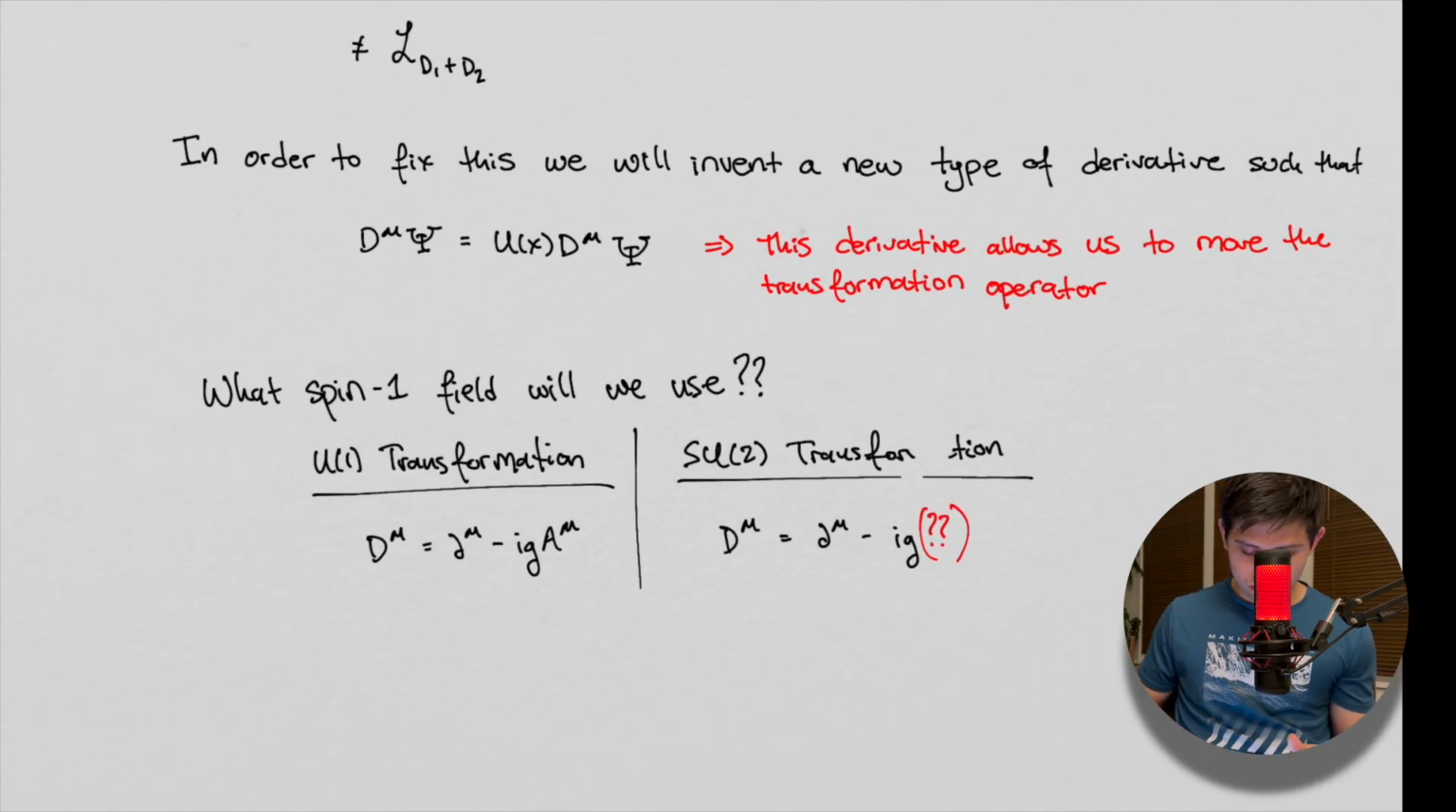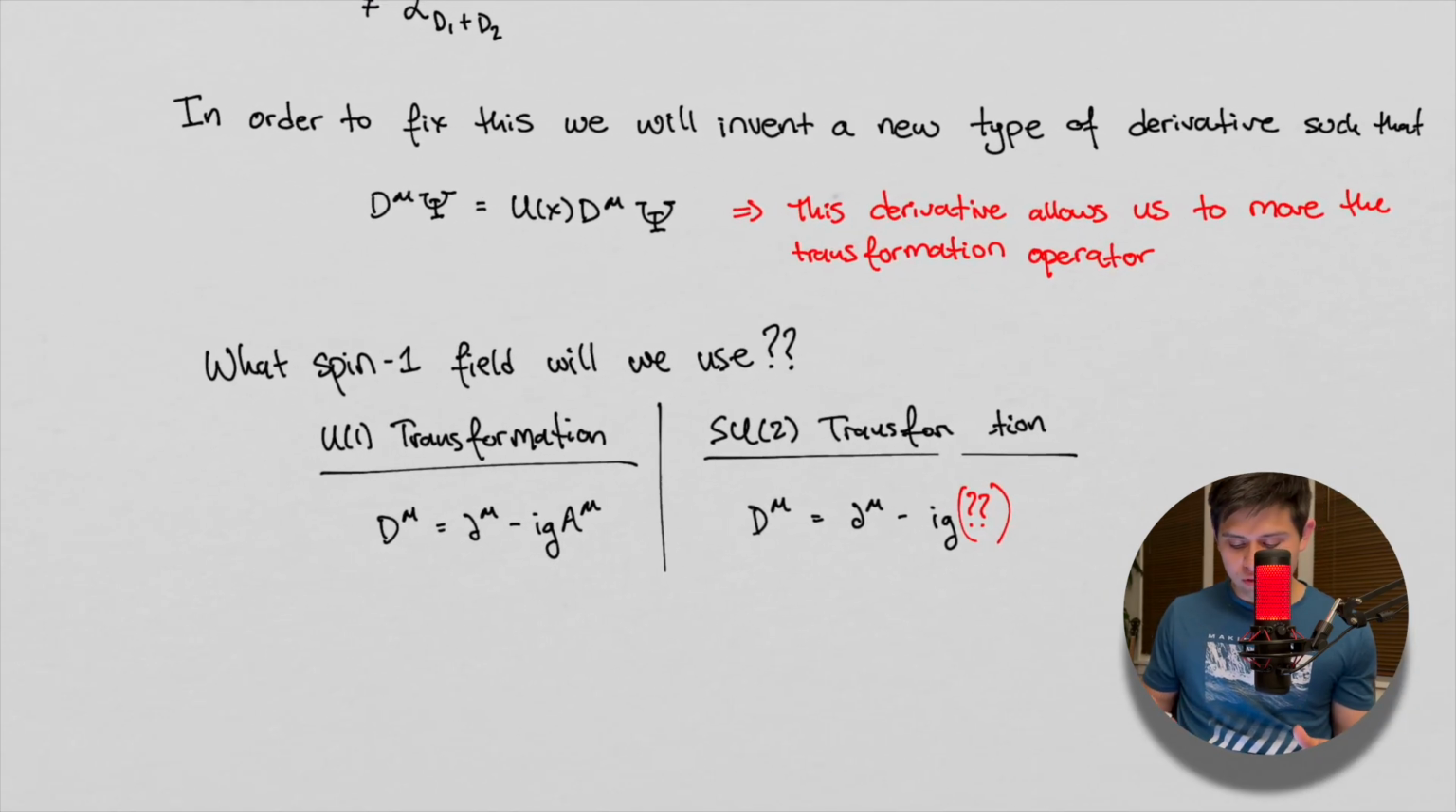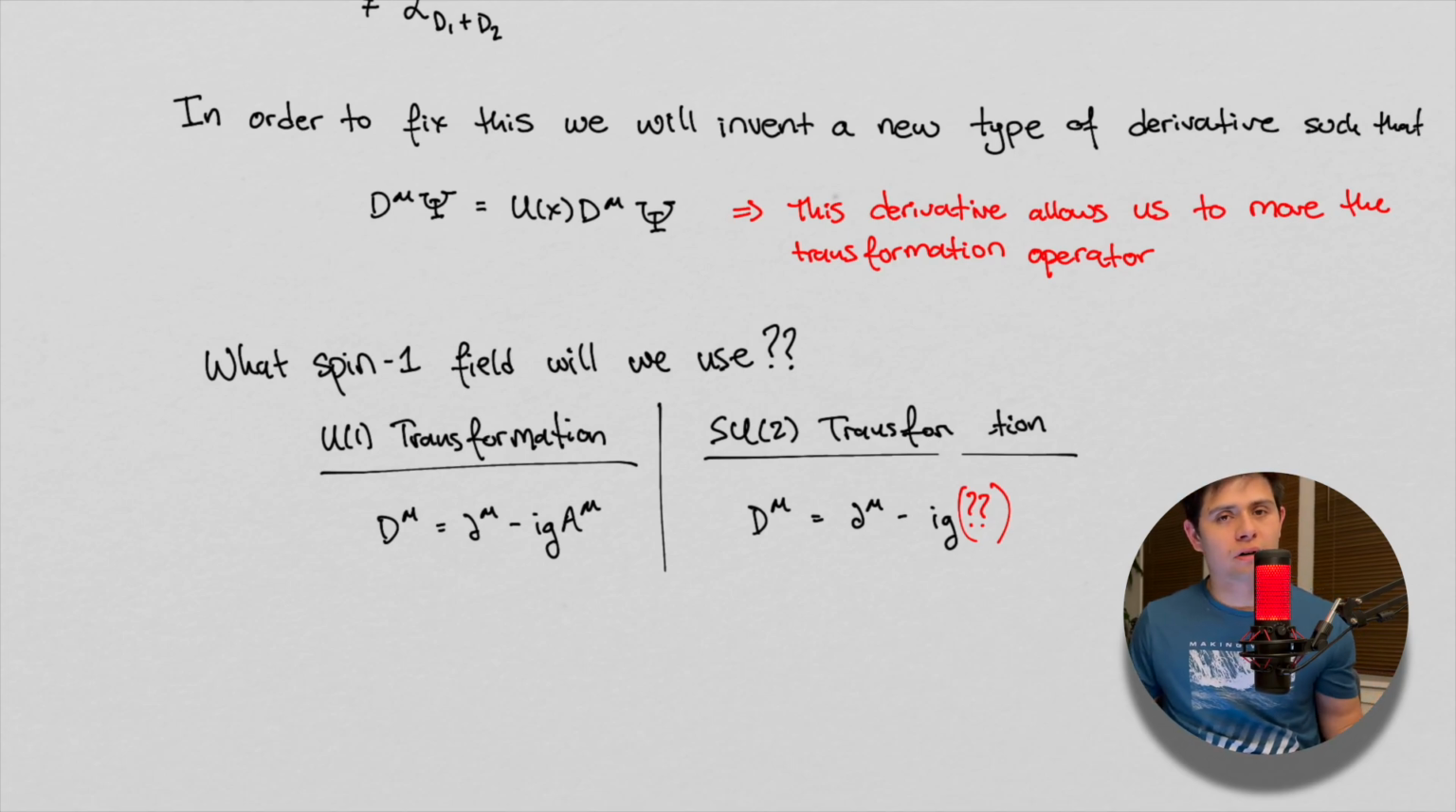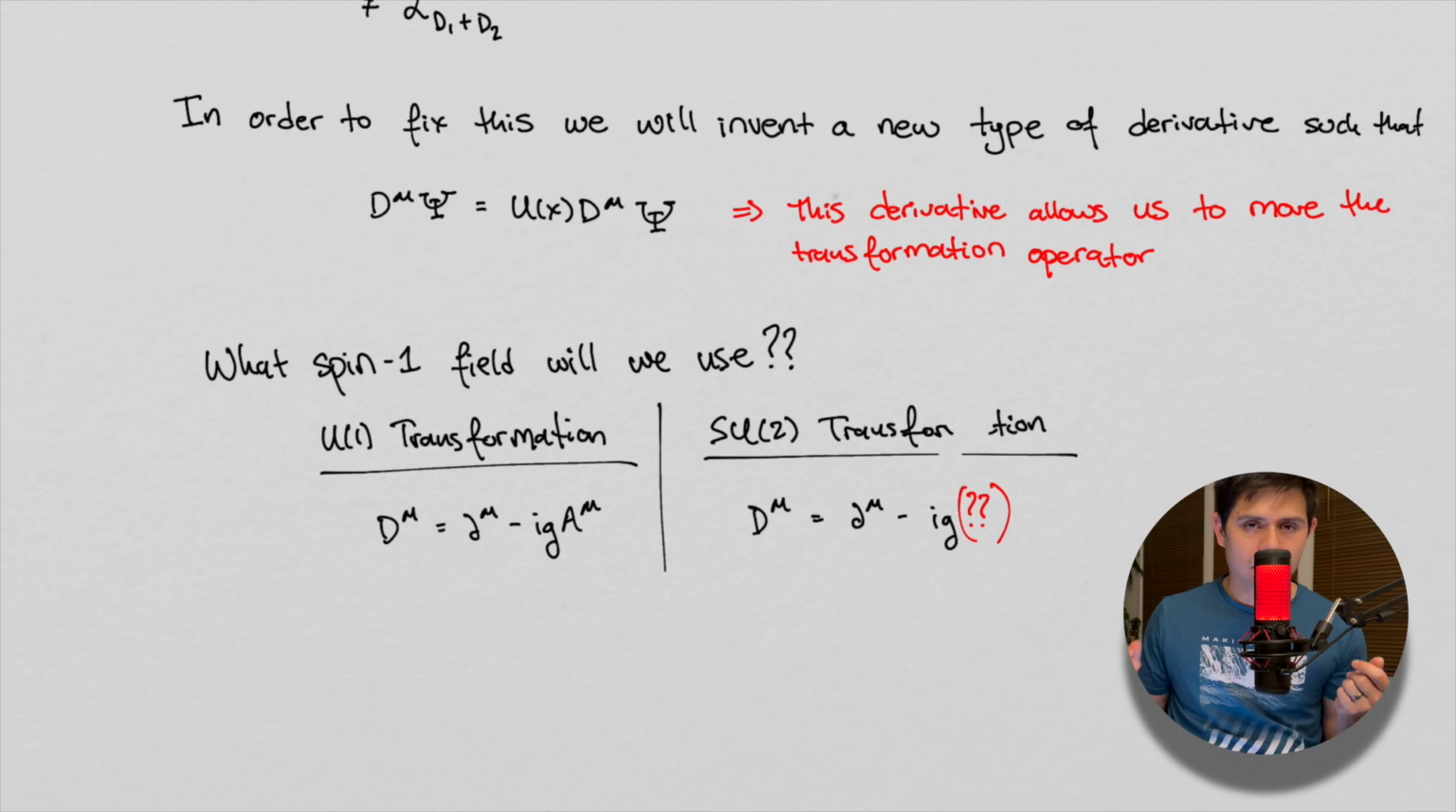So what spin 1 field are we going to use for this? Because if we recall from our last video, we found that if we had a spin 1 object and an interaction between that spin 1 object and these other objects within our Dirac field, then we were actually able to attain local symmetry.